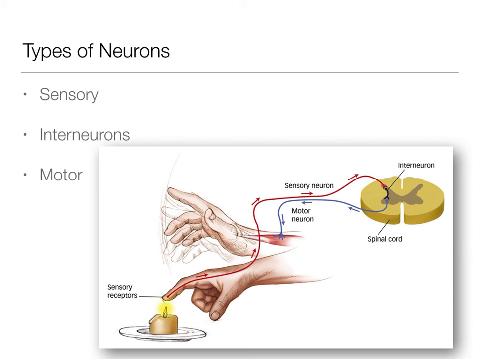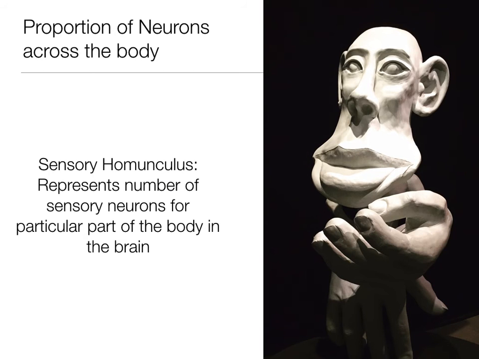We have a lot of different parts of our body that have different proportions of neurons. So this is what's called a homunculus.